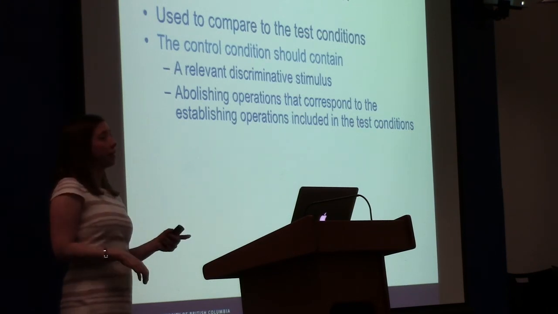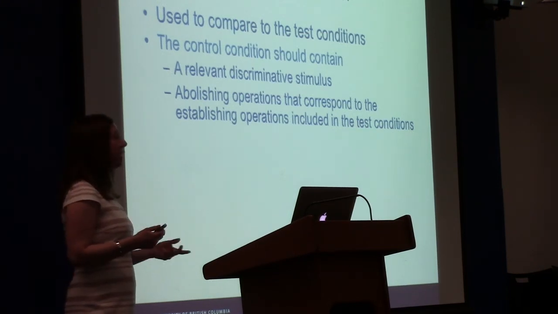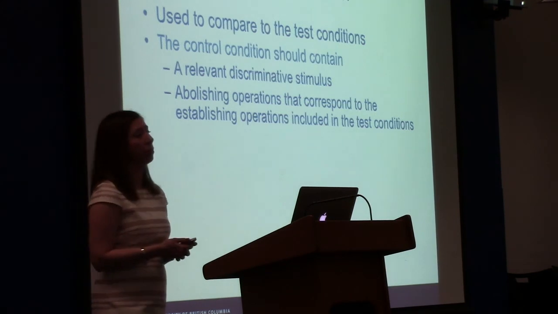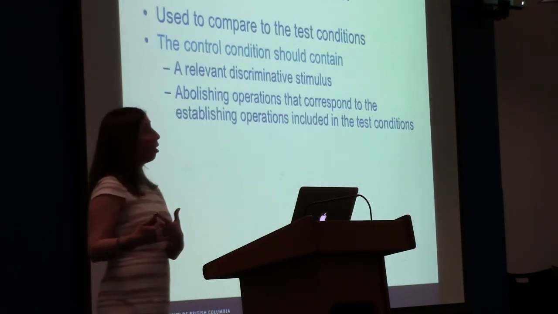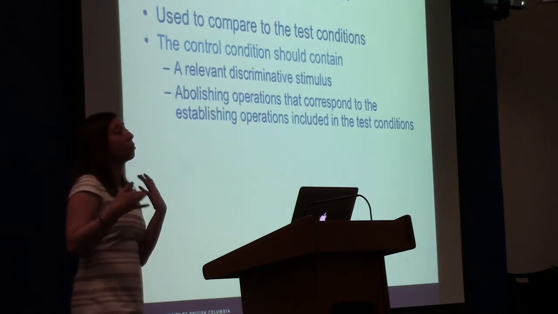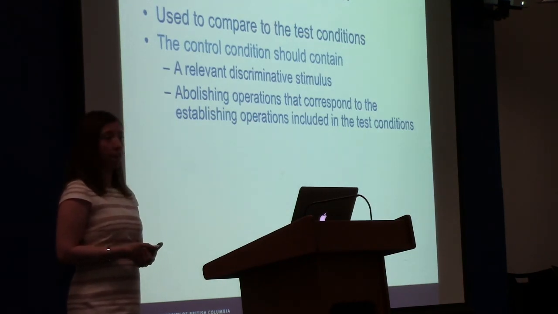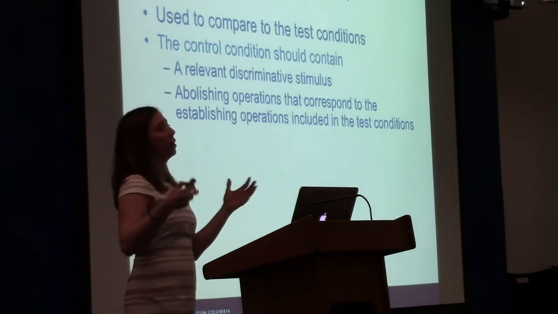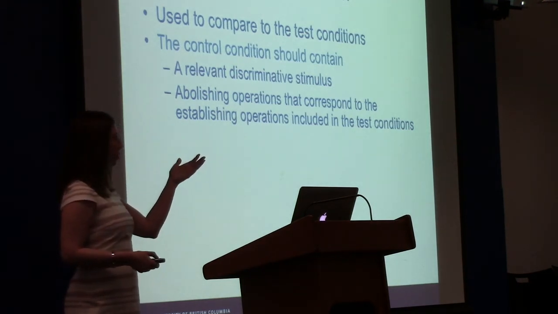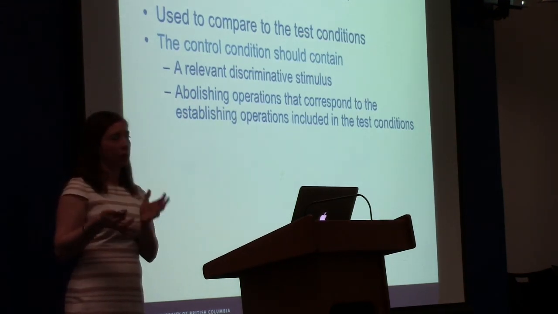So in the attention test condition, what is the EO? What's the establishing operation? Withdrawal, removal of attention. That's the EO. So what's the AO to that? Paying attention to them all the time. So that's kind of what you want. So anytime you have a test condition like attention, you're going to do the complement in the control condition.